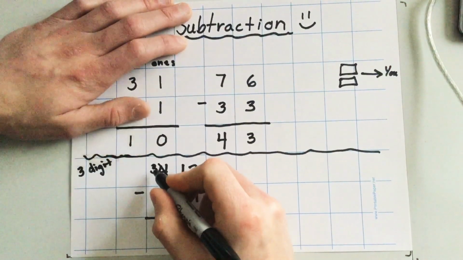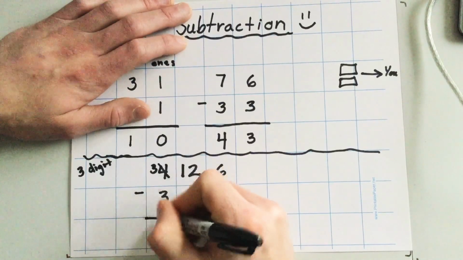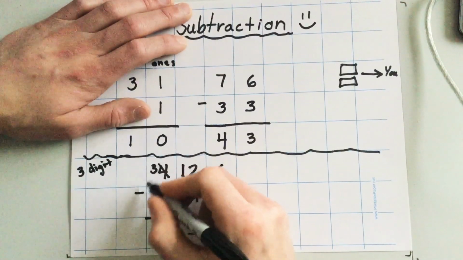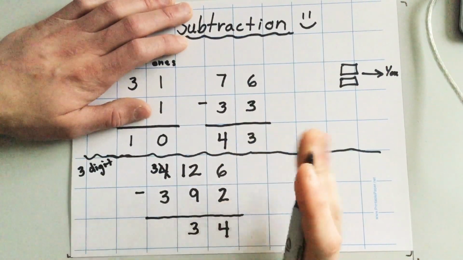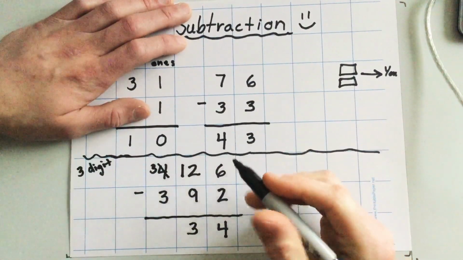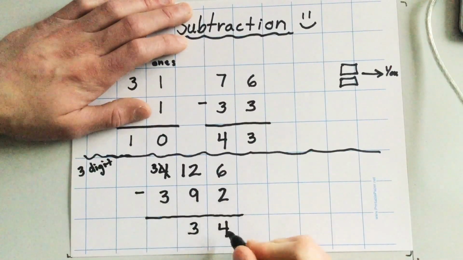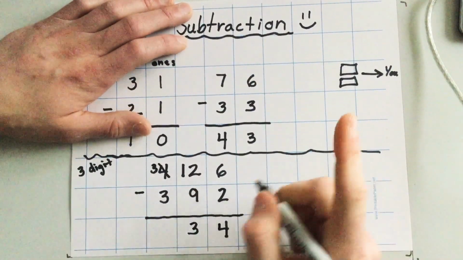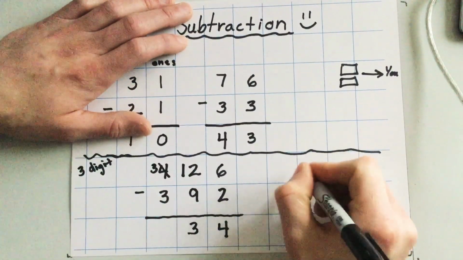Then we go over into our hundreds column and finish this one out. 3 minus 3 is 0. You don't have to put anything in that column because we know that 3 minus 3 is 0. So our answer for this one is 34. Let's do one more with regrouping.